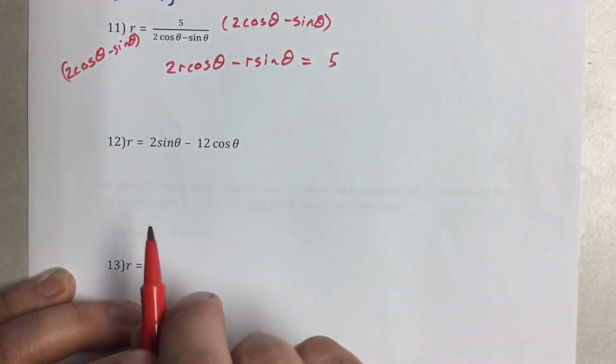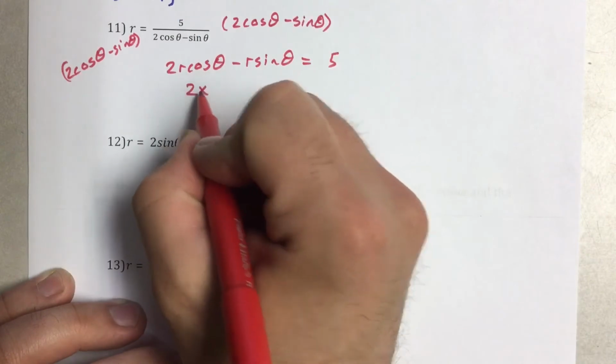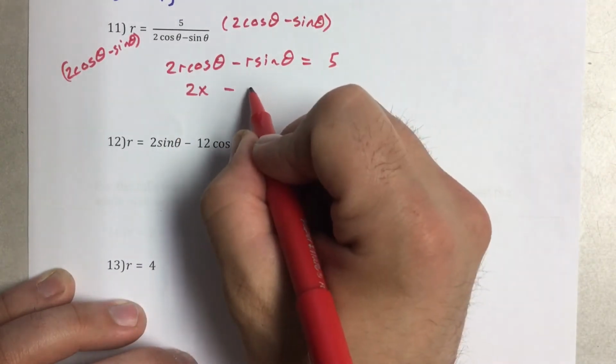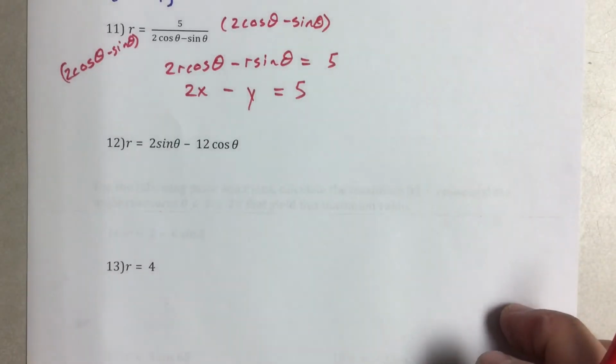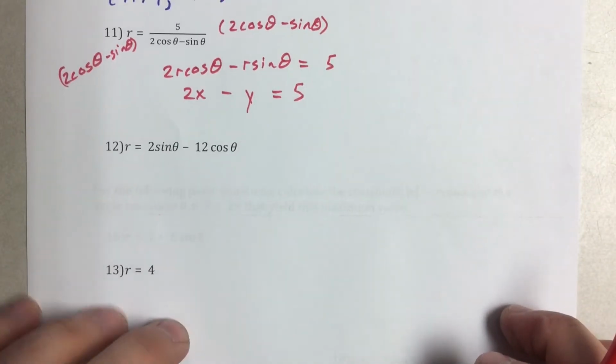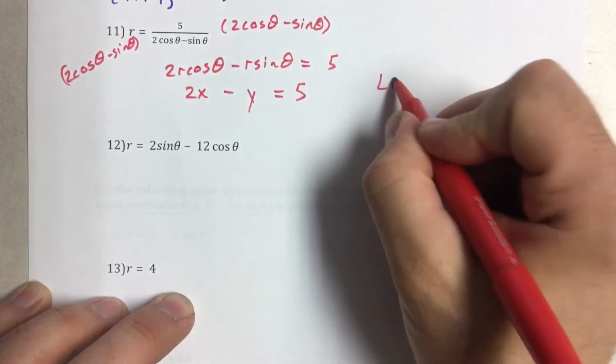Perfect. We have an r cosine, there's our x. We have an r sine, just an r sine, so that's y. So 2x minus y equals 5. That is a rectangular equation that we know is a linear function.